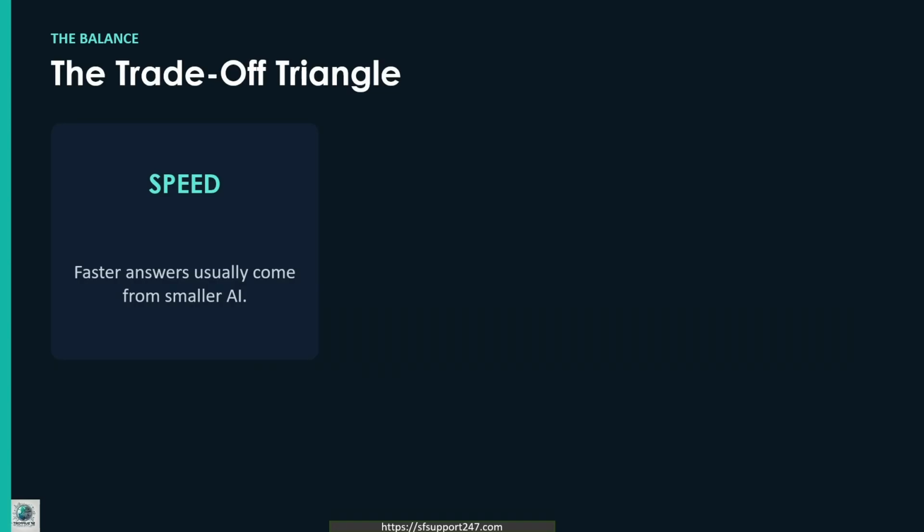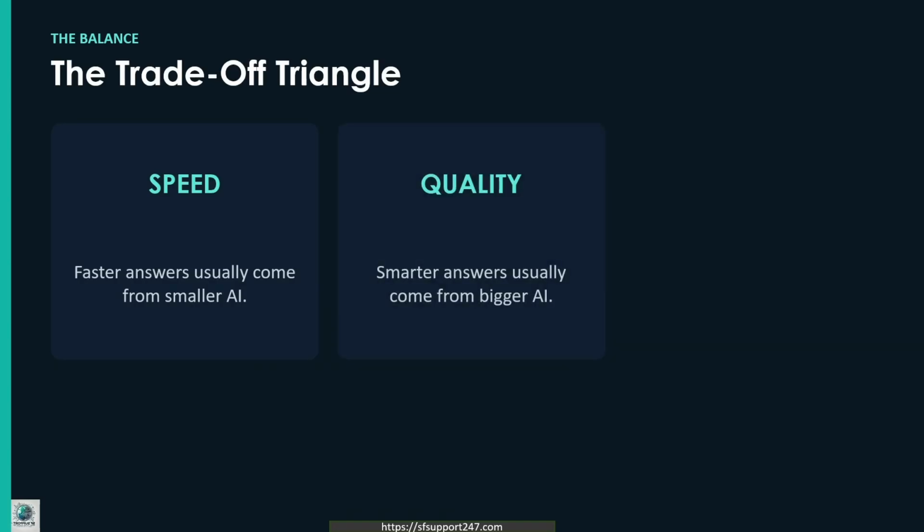The trade-off triangle. There is a triangle when you are working with the AI. One is speed, and there is quality, and the third one is the cost. So faster answers usually come from smaller AI. Smarter answers usually come from a bigger AI. Bigger and faster both cost more money generally.